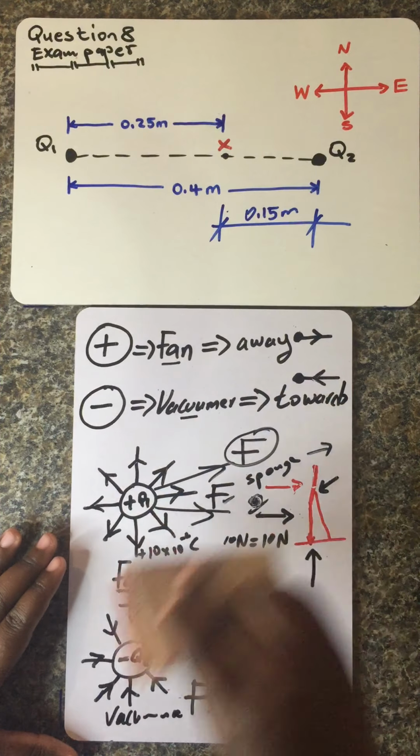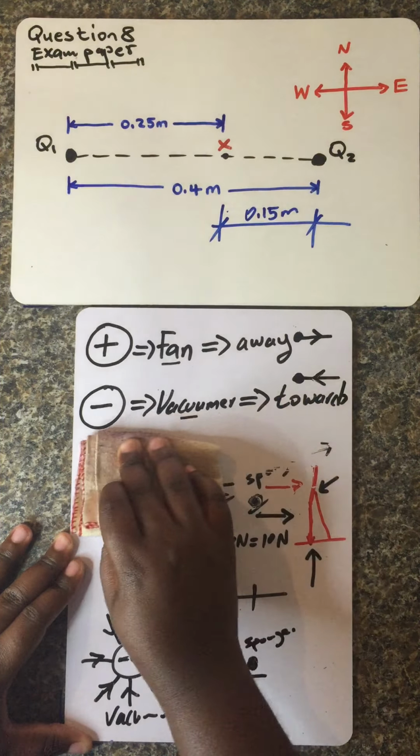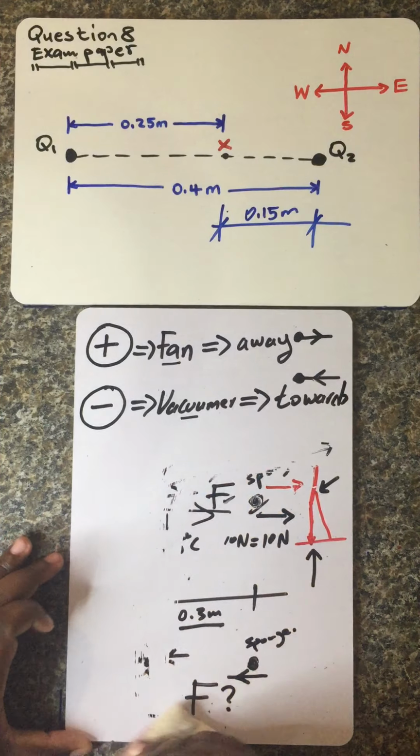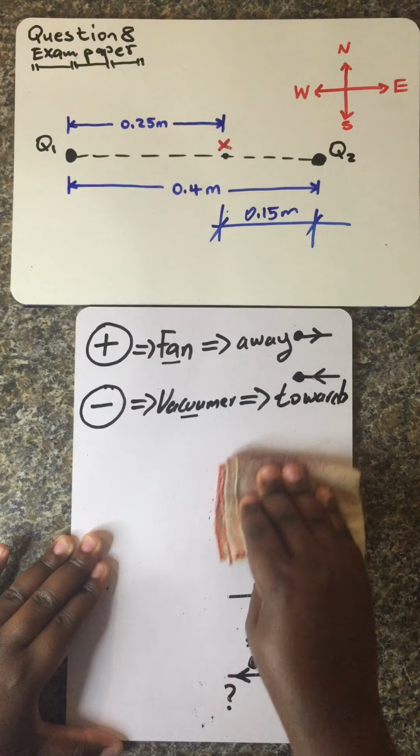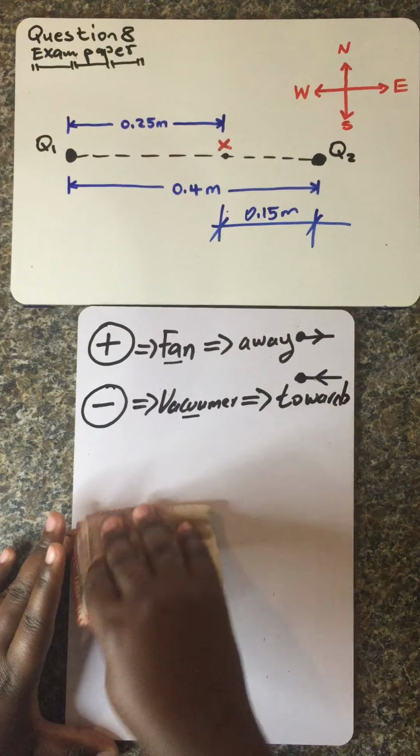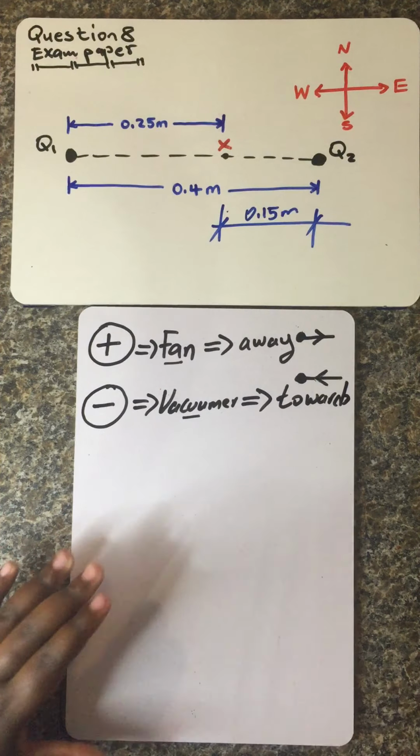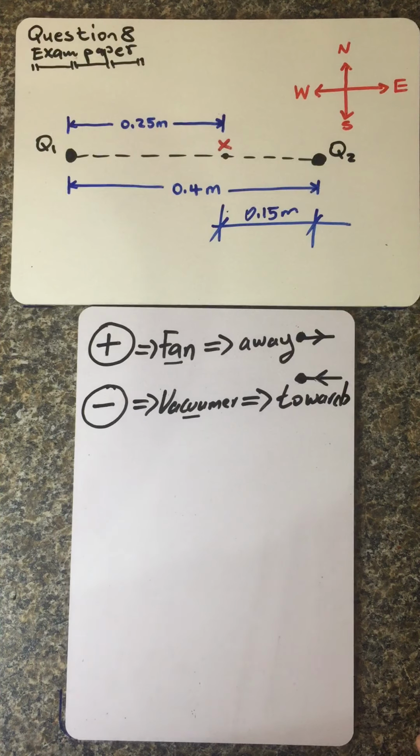So now I'm going to erase all of these. Then from there, I'm going to explain something to you with regards to electrostatics. What is it? It should be the electrostatic field strength experienced by a point.